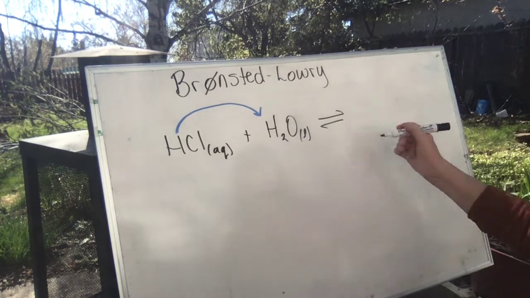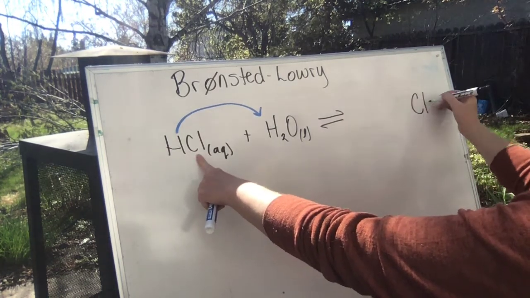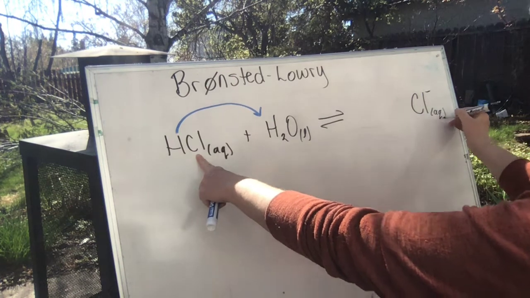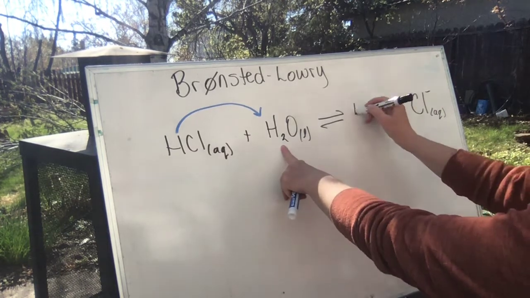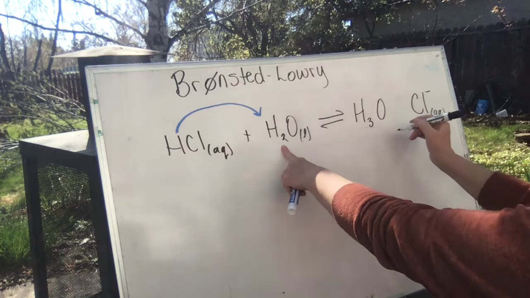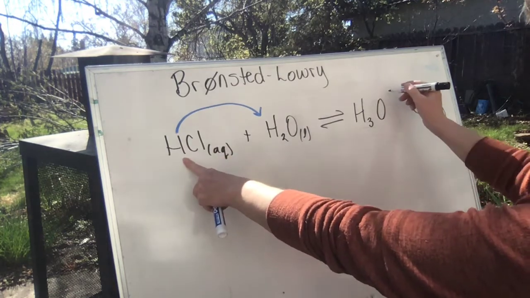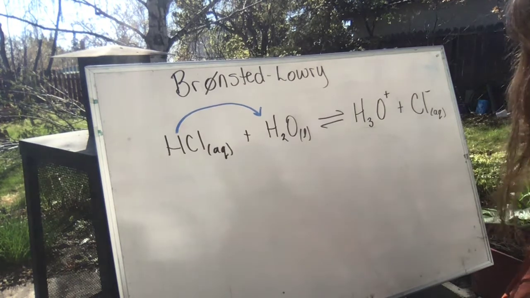Now, when it does that, Cl is left simply on its own as an ionized entity, chloride, but H2O gains an extra hydrogen to become H3O, and that hydrogen is a positive ion, so we become a charged particle, which of course we know as hydronium.